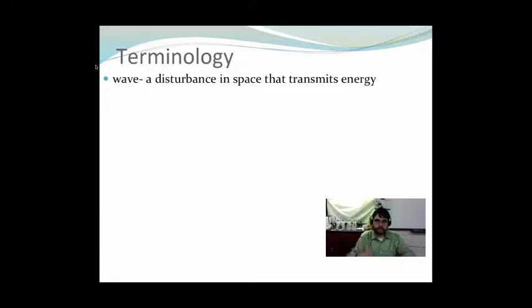The disturbance, the people throwing their arms up into the air, goes around the stadium maybe, but the people themselves don't move that much. They vibrate in place and that's it. That's exactly what a wave does. A wave transmits the energy. It disturbs the medium, the stuff that carries it, but the wave itself doesn't really move.